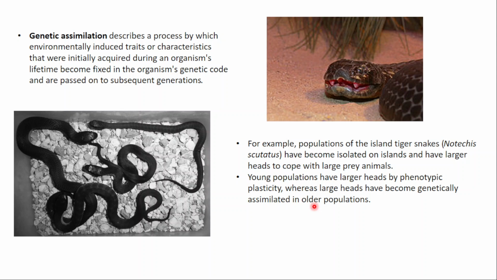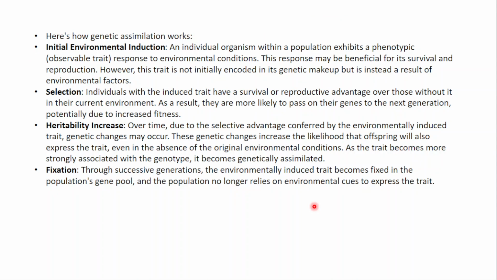So here is an example of genetic assimilation, in which environmentally induced characteristics can be fixated in an organism and become part of the phenotype of an organism. Okay, you have answered all the questions correctly now. Let us learn how genetic assimilation works.